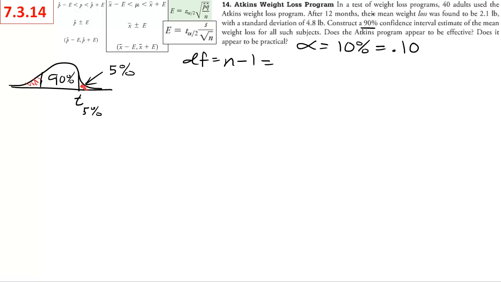So in this case, 40 adults use the weight loss program, so our n is 40. Minus 1 is 39, and then you'd have to look it up in a table and hope that the table actually lists 39. Sometimes once you get past about 20, tables normally start jumping and go to like 25, 30, 35, 40, and stuff like that. So you'd have to use 40 because that's the closest one to it, which means that you're not being perfectly accurate. So it's always better to use technology if you can.